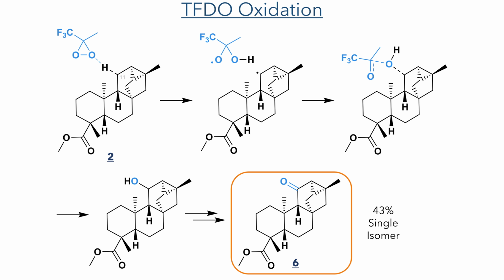The first oxidation they carried out utilized methyl trifluoromethyl dioxirane. This reacted selectively with the C11 position, abstracting a hydrogen radical and then forming the carbon-oxygen bond in a mechanism that resembles the oxygen rebound mechanism seen in iron-based enzymes. Further oxidation yielded the product as a single isomer in a 43% yield.